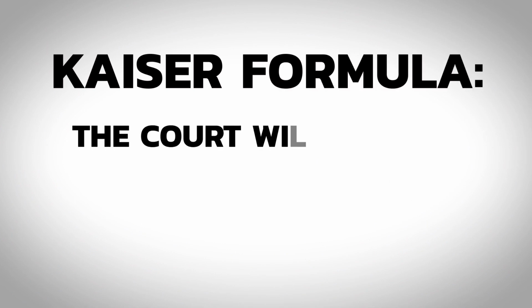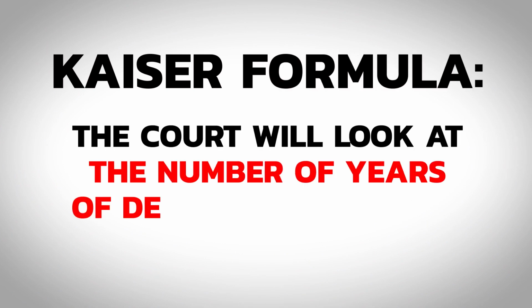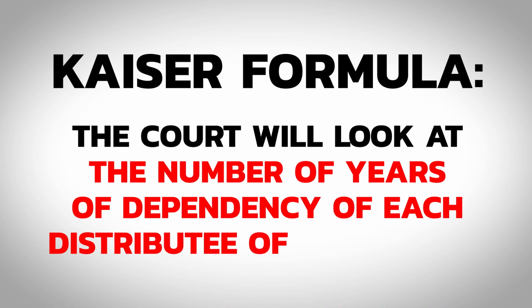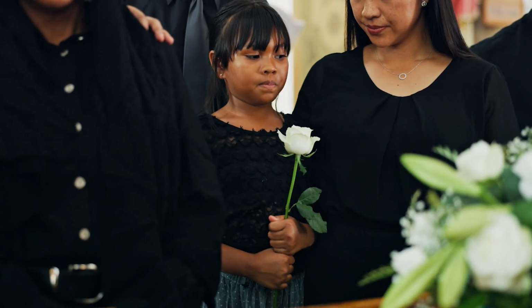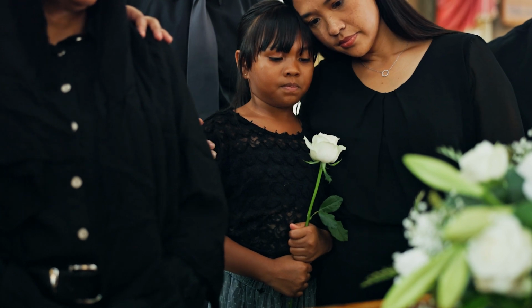The Kaiser formula, what does that mean? What the court will do is they'll look at the number of years of dependency of each distributee of the estate. So let's say that there's a surviving widow and one child. The child, let's say, is 10 years old, and the years of dependency to the age of 21 would be 11 years. So the child has 11 years. Let's say the surviving widow is 50, and the years of dependency are, let's say, 30 years for that person.